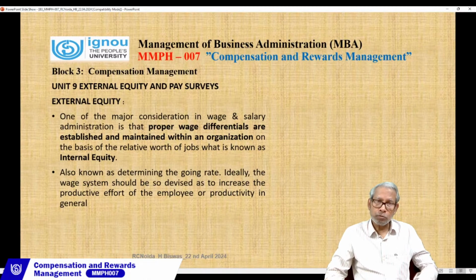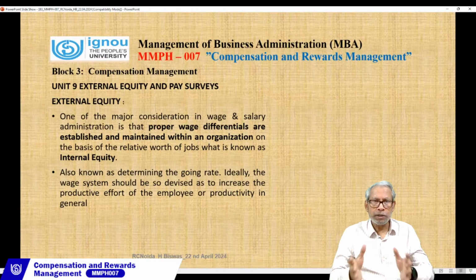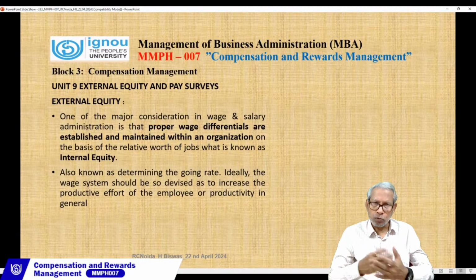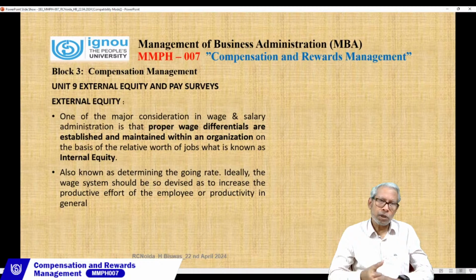Internal equity is to be maintained. If we reduce the differentials, then definitely there will be equilibrium conditions. The state of mind will be the same, and rules are to be maintained. Salary and wage administration can then function rightly. This is also known as determining the going rate. Ideally, the wage system should be so devised as to increase the productive effort of the employee, or be more productive in general.